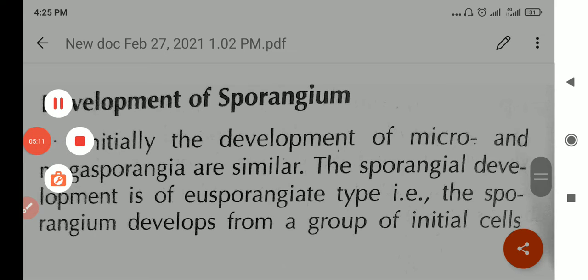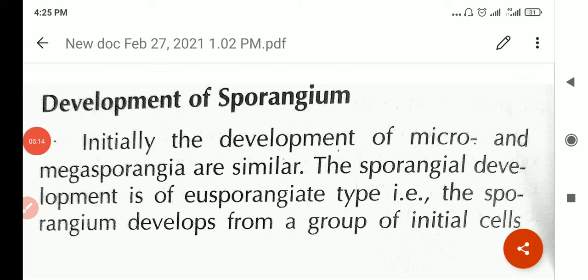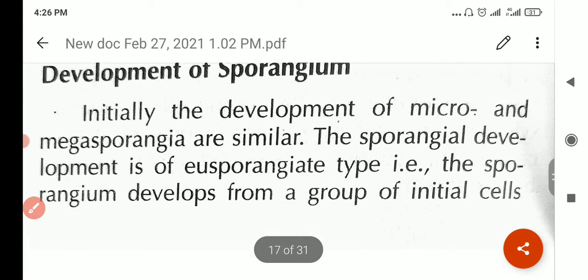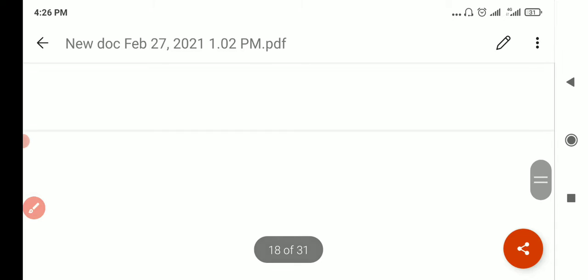So let's look at the development of the sporangia. First, the micro and megasporangia in the beginning will develop in the same way. That is, their development is of the eusporangiate type. That is, the sporangium develops from a group of initial cells, like we did in Lycopodium, remember? We always start with an initiating cell.